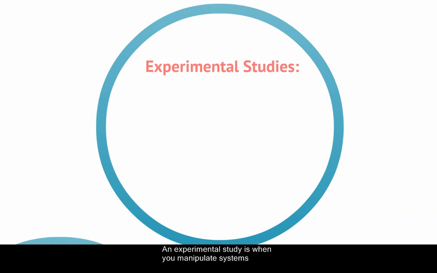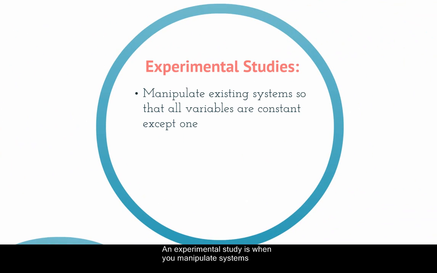An experimental study is when you manipulate systems so that all variables are constant except one. And so this is a much more manipulative system. In this case, if we wanted to find out about colds, maybe you would put everyone in a sleep study and have everyone eat the same foods and have the same activity levels, but have one group get 4 hours of sleep and one group get 8 hours of sleep and see who comes down with a cold or not.